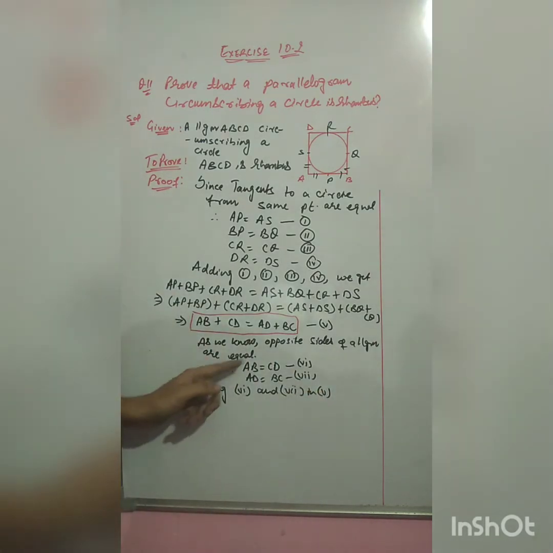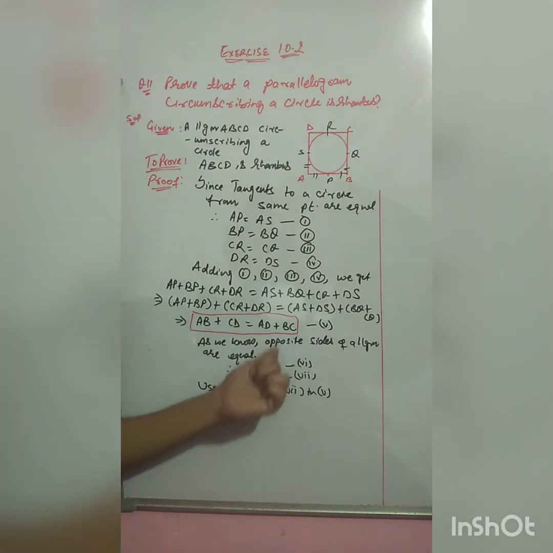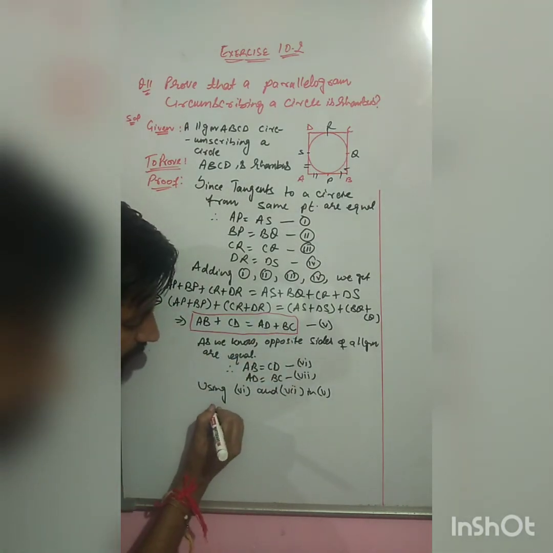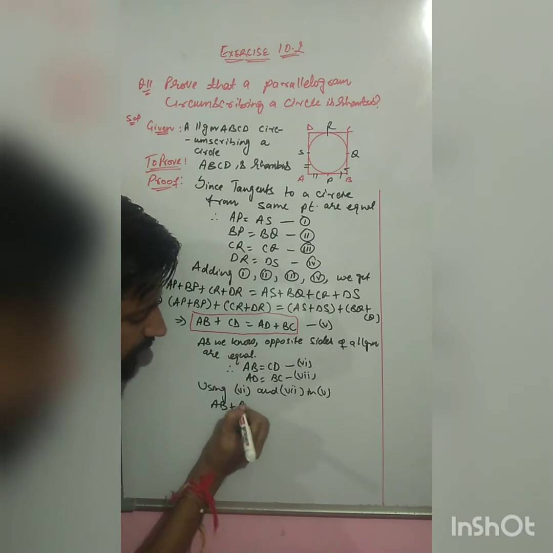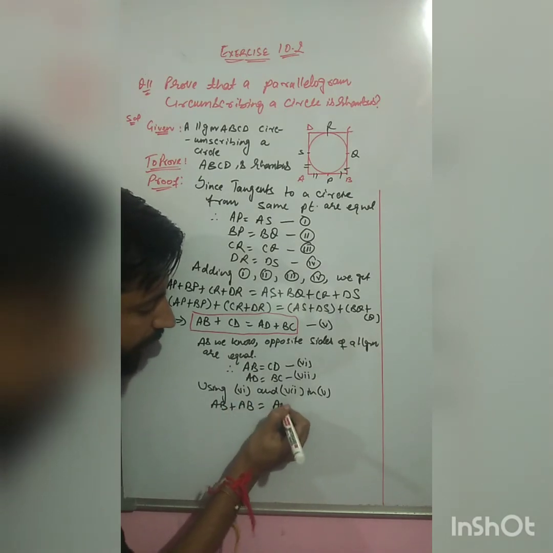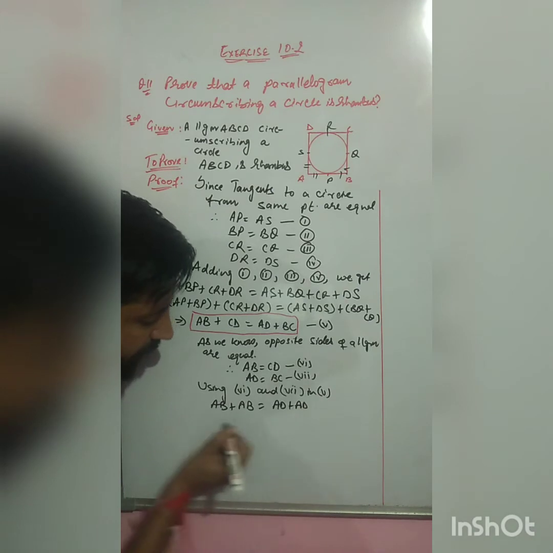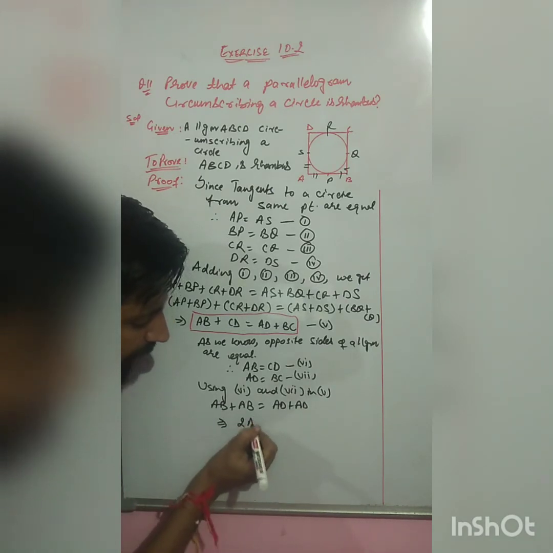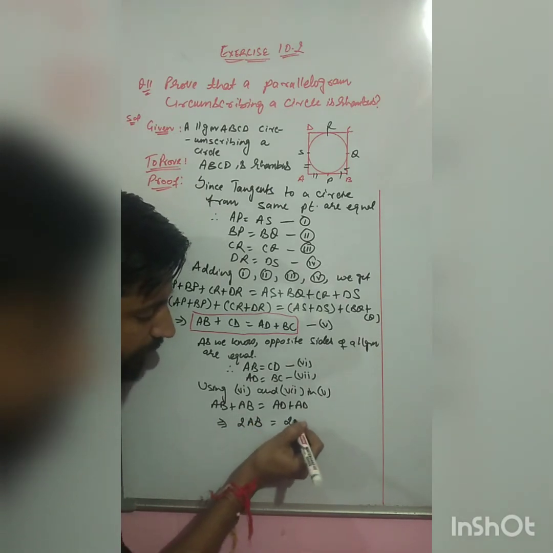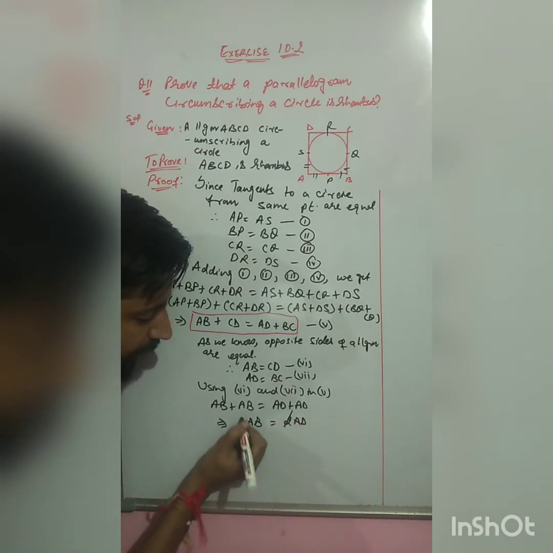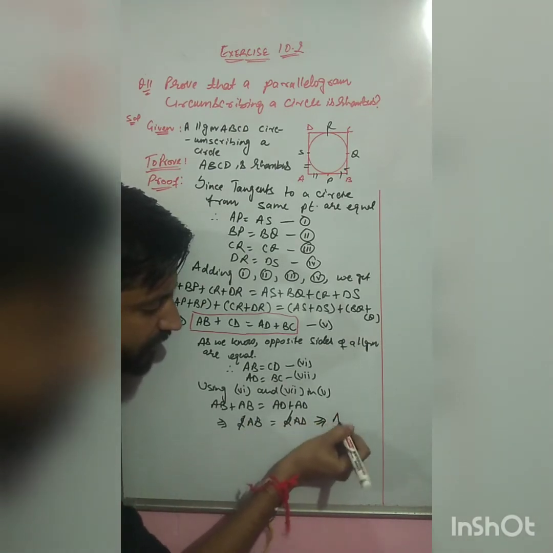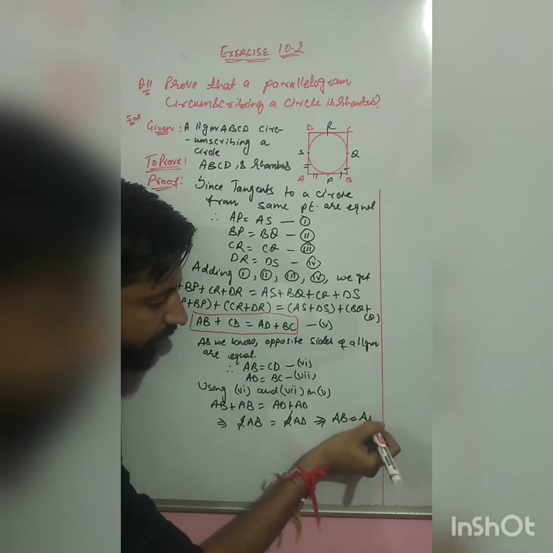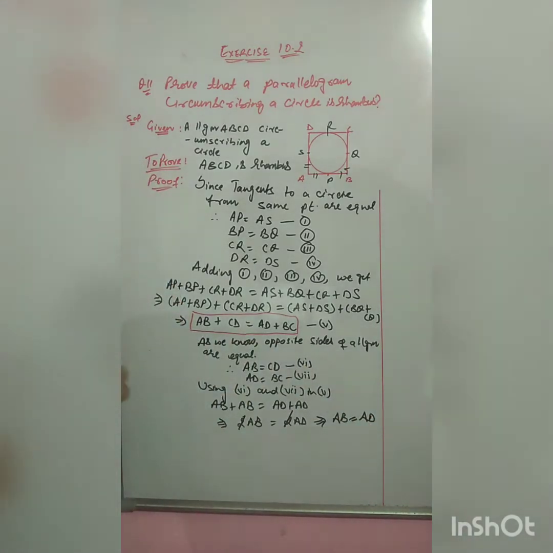You know, AB and CD are equal here, so we can use AB in place of CD. In the same way, AD and BC are equal in equation 7, so we can use AD in place of BC. So we get AB plus AB is equal to AD plus AD. It gives 2 times AB is equal to 2 times AD. When 2 and 2 are cancelled, this gives us AB is equal to AD.